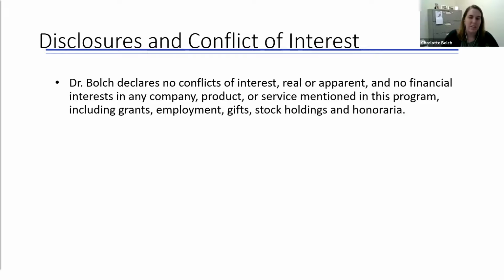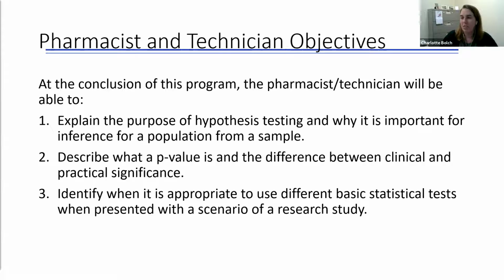So I have no conflicts of interest. And then I just wanted to go over quick objectives. The objectives of this talk are to explain the purpose of hypothesis testing and why it's important. Then we're going to talk about what a p-value is. That's always something really confusing to anybody learning statistics, and even to those who have learned statistics before. We'll also try to understand the difference between clinical and practical significance. And finally, we're going to go over some basic statistical tests, looking at different types of scenarios within a research study.